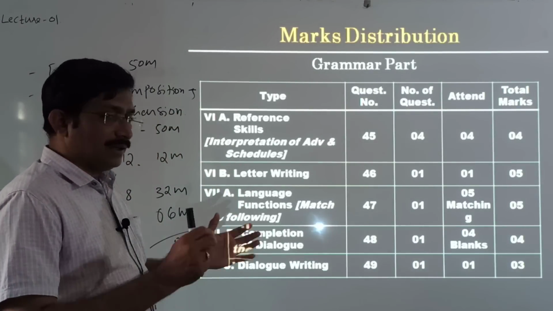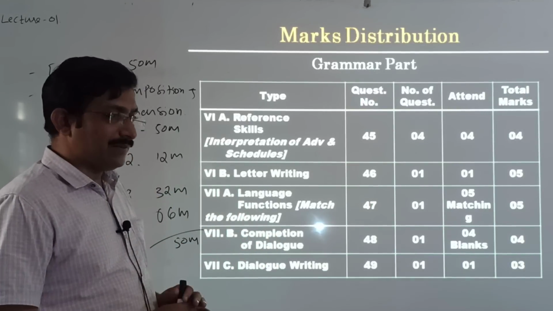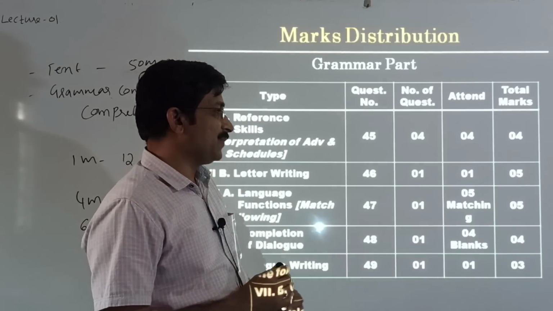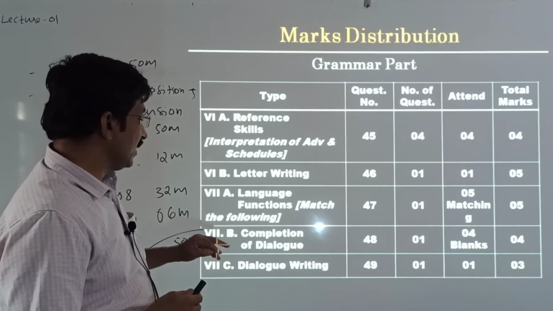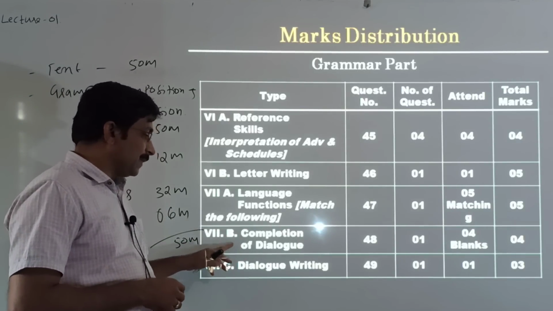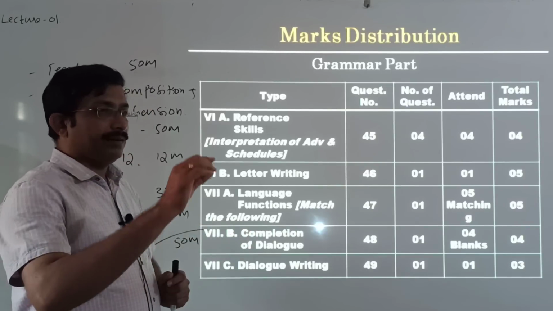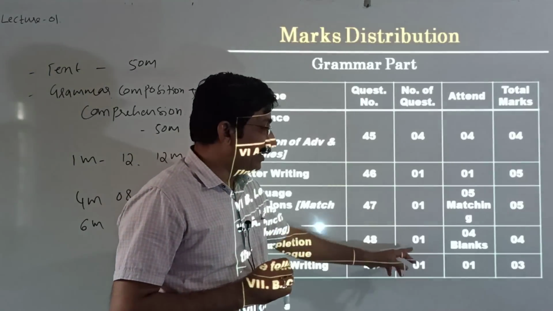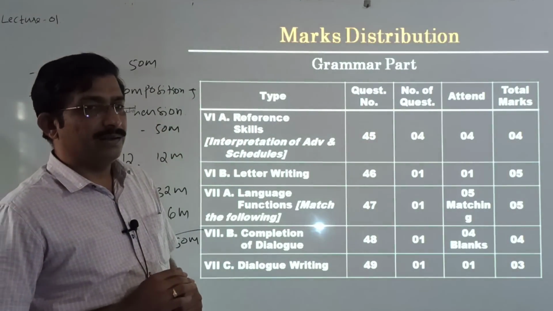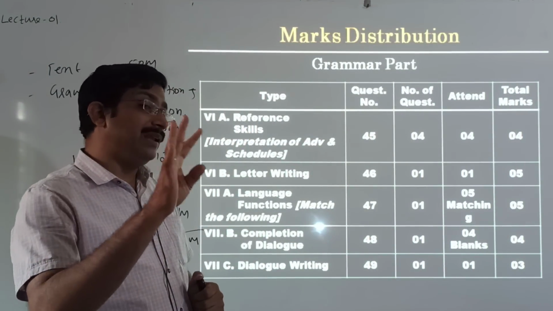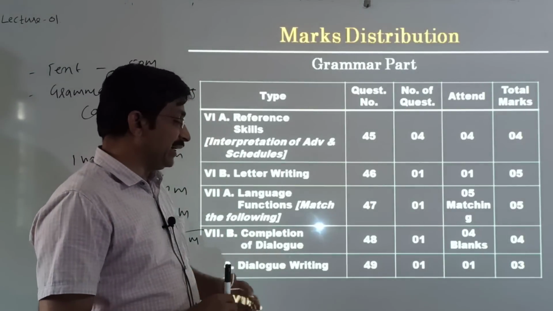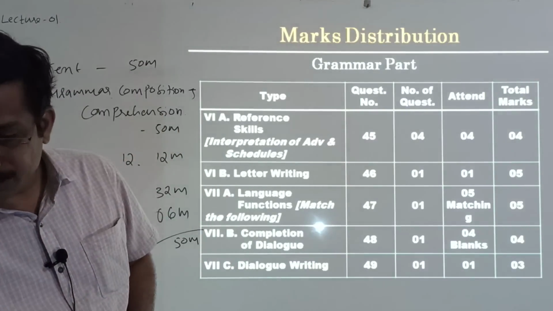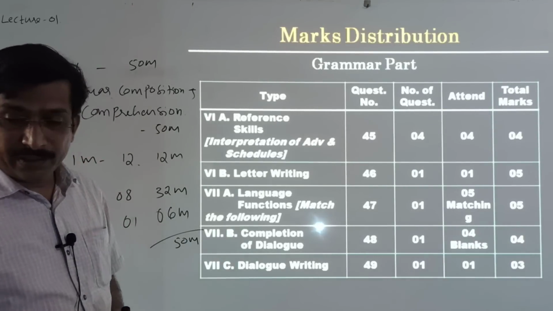Language functions or match the following will come. Question number 47, one question, 5 points will be there and we have to match all those 5 points, will get 5 marks. Completion of dialogue is a guided dialogue. Guided dialogue means only blanks will be given, we have to answer in the blanks. So the 48th question, one question, 4 blanks will be there and you will get 4 marks by filling 4 blanks. And last one, dialogue writing, it is the 49th question, one question, it is of 3 marks. See what all the topics are here.